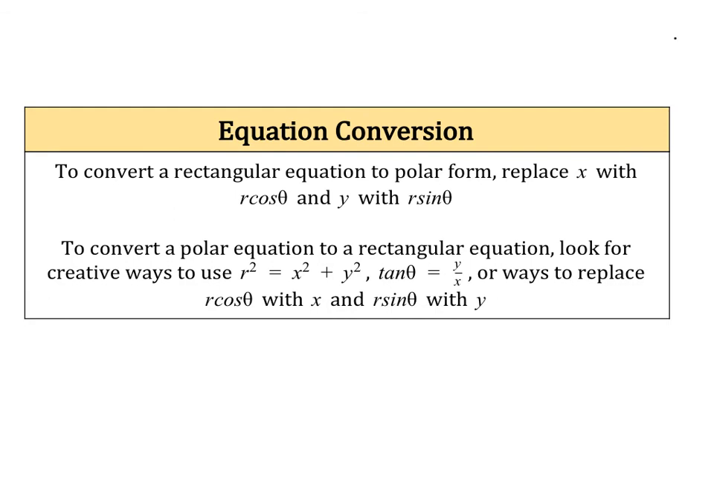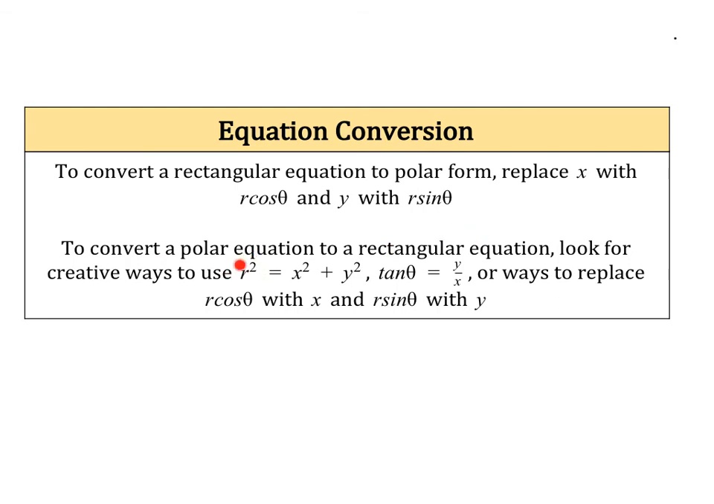All right, now we're going to practice converting an equation rather than just a point. So to go from rectangular to polar, it's very straightforward. We just replace x with r cosine of theta, and we replace y with r sine of theta. Now to do the opposite, to go from polar to rectangular, we have to be a little more creative.